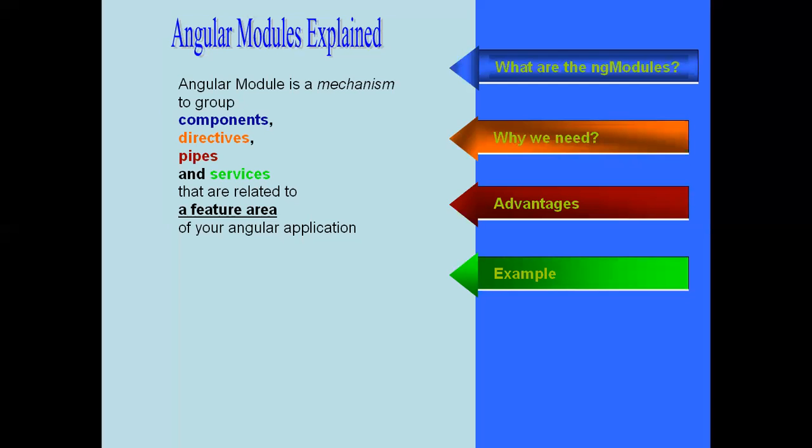Okay, and about the components, directives, pipes, and services, we will discuss later in detail. But simply, we can understand that components are like pages. I will take an example of employee in the coming slides. With that example, I can make you understand that a component is a page.